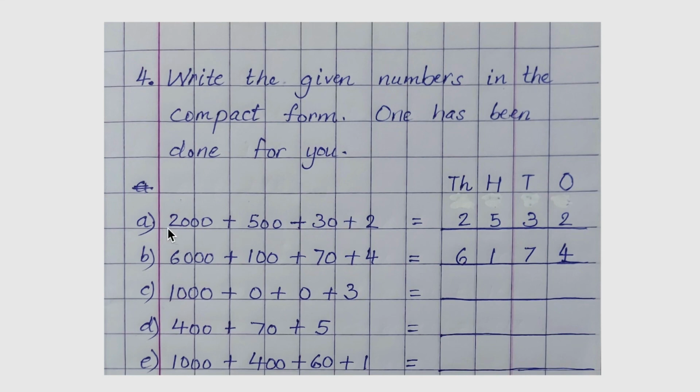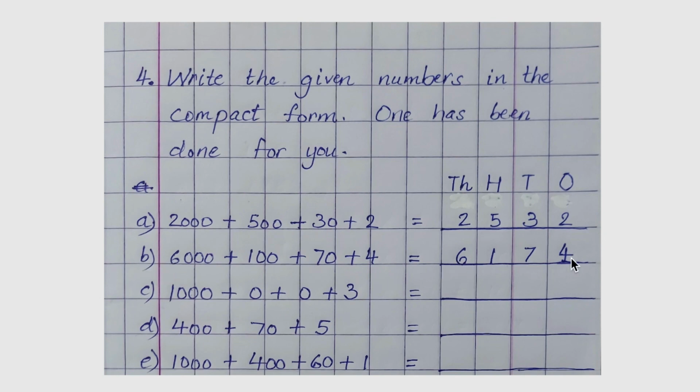So we have 2000. So in the thousands place, we will write digit 2. Then we have add 500. So in the hundreds place, we will write digit 5. Then we have add 30. It means we have 3 tens. So in the tens place, we will write digit 3. Then we have add 2. So in ones place, we will write digit 2. So this is our number in the standard form or the compact form. And then read aloud the number. 2532.